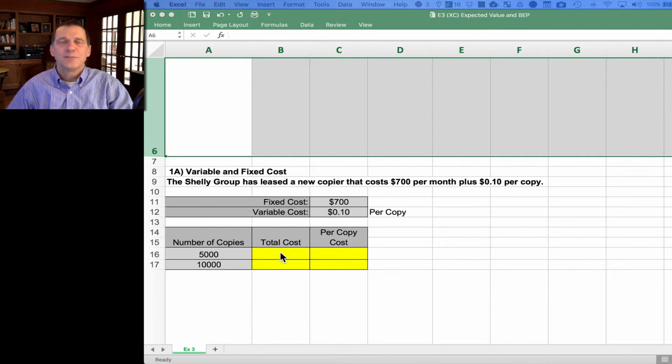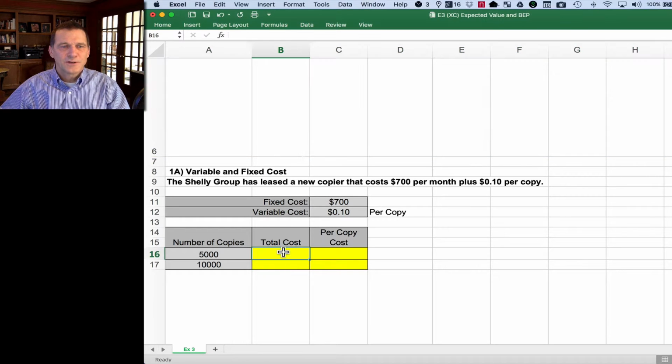We've got a simple example here on the screen of the Shelley Group has a new copier, $700 per month. They have to pay in a lease, let's say. So that is a fixed cost, regardless of the volume, independent of how many times they use the printer each month. They have to pay the $700. So it's a fixed cost. There is also a variable cost of 10 cents per copy.